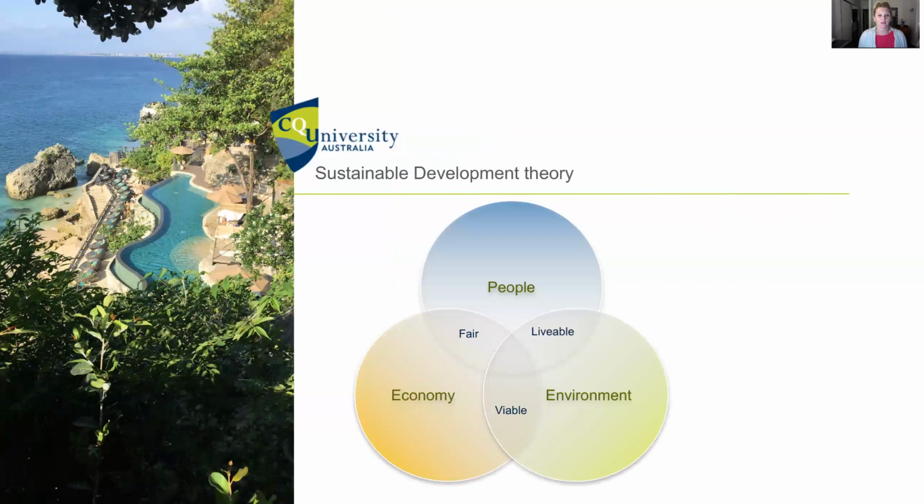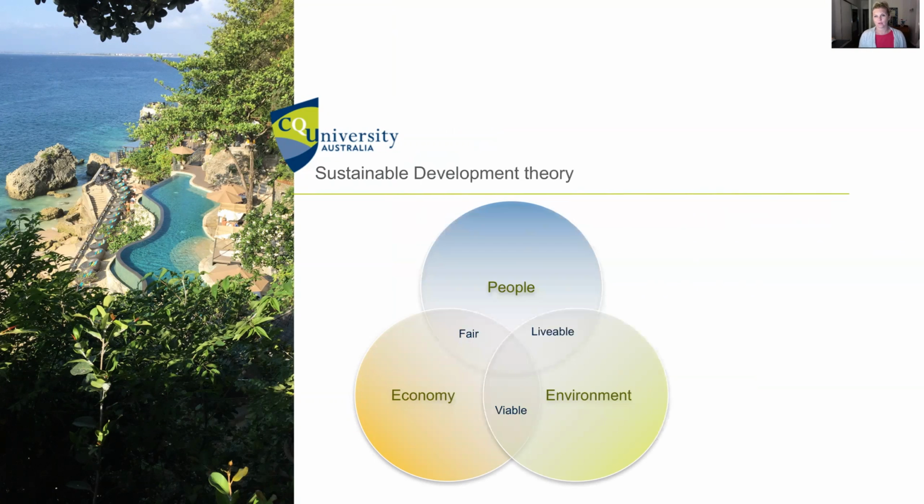Okay. Right, so let's just have a quick revisit of sustainable development theory. As we've already discussed, the most common way that people talk about sustainable development is in terms of these three spheres, so economy, environment and people. They often have different names. People might be called culture or socio-cultural or a whole bunch of other things, but essentially it's about people.